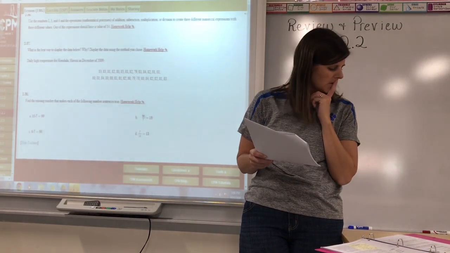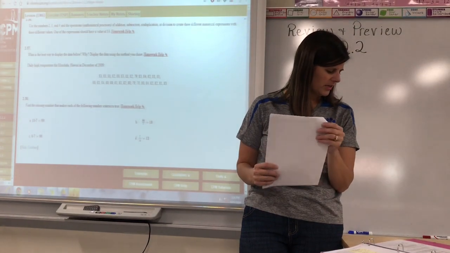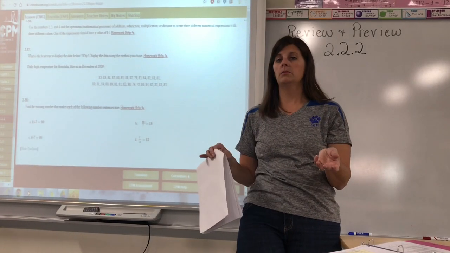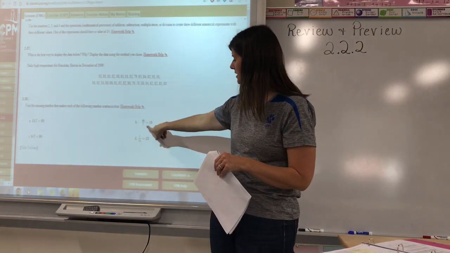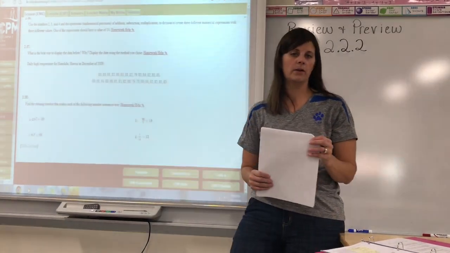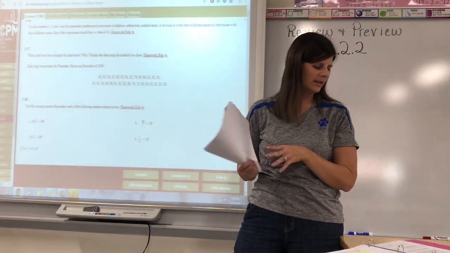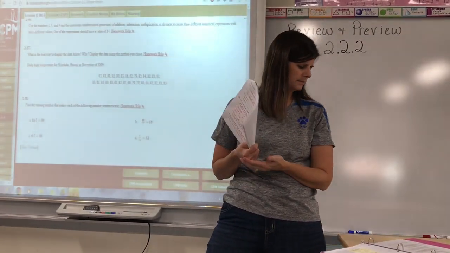Okay. On the last one, question 38, find the missing number that makes each of the following number sentences true. So we've got 15 times a number. Remember that on part B, this would mean division. 90 divided by what number? Same for part D. What number divided by 11 gives you 13?